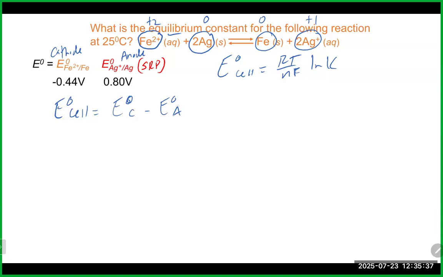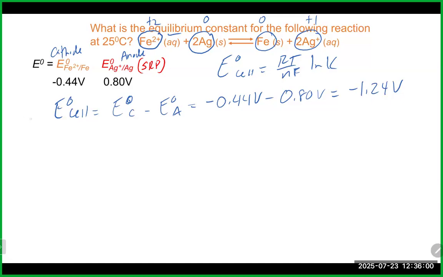So with that being said, that means that we're actually going to go negative 0.44 volts. And again, I'm not going to change the sign, so minus 0.80 volts. And that's going to get me here a negative 1.24 volts in this particular case.